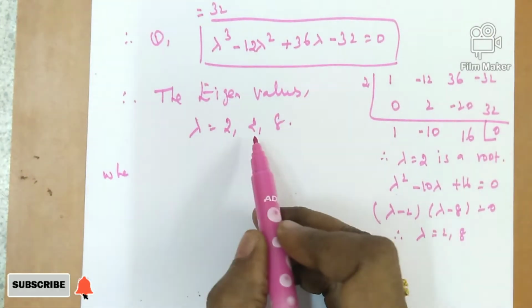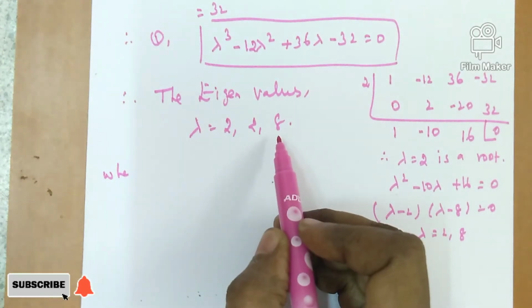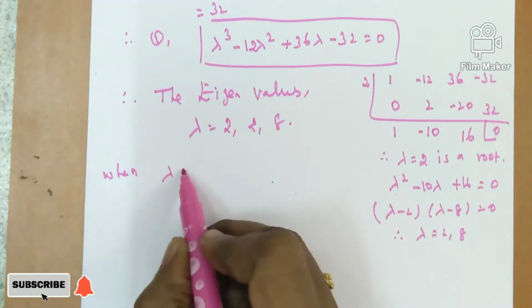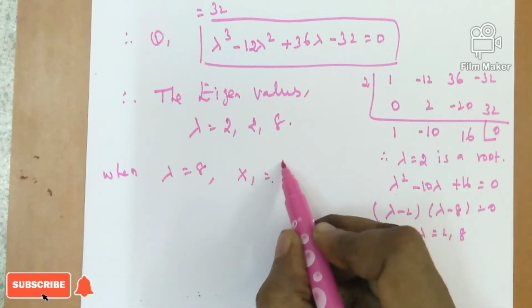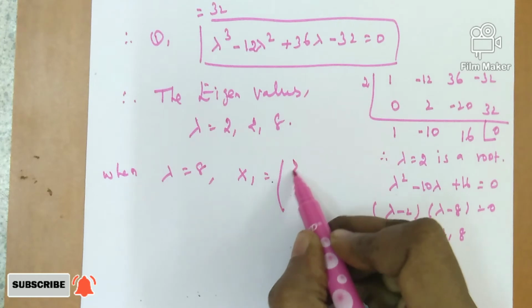The lambda values are 2, 2 and 8. So whenever we have equal values and only one different value, it is better to take the different value of lambda first. When lambda equal to 8, the corresponding eigenvector x1 is equal to 2, minus 1, 1.